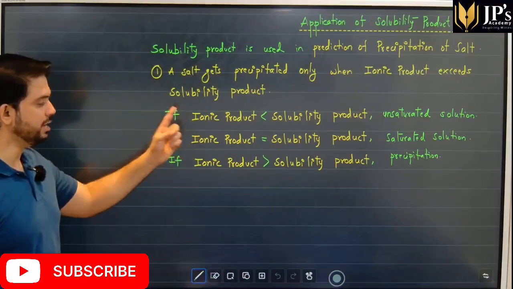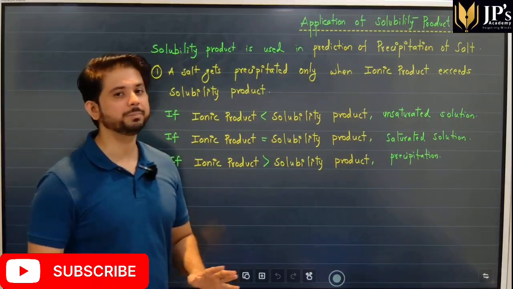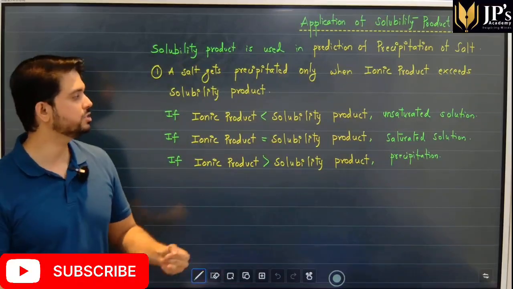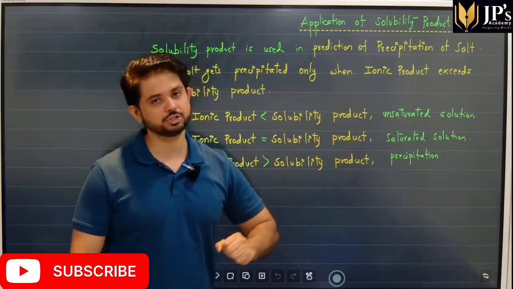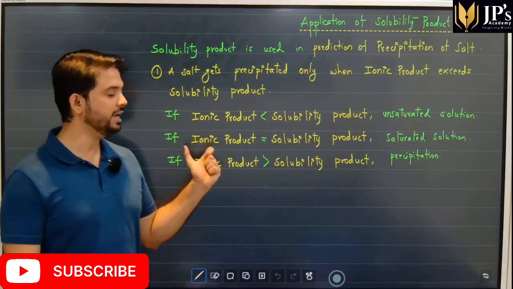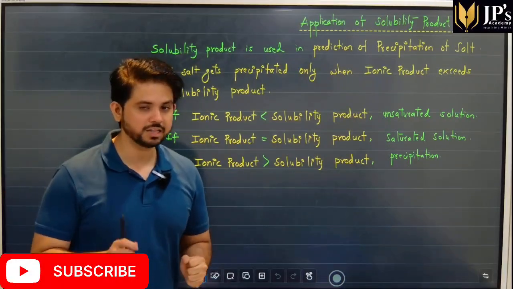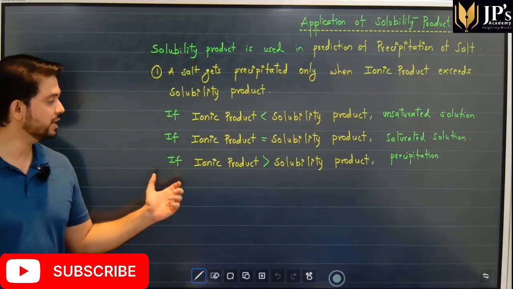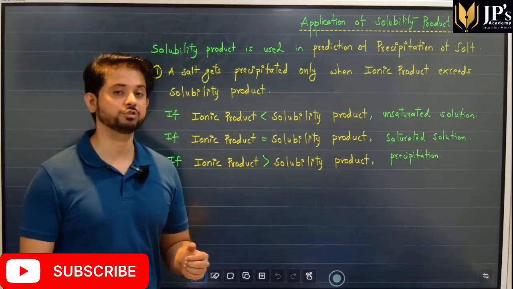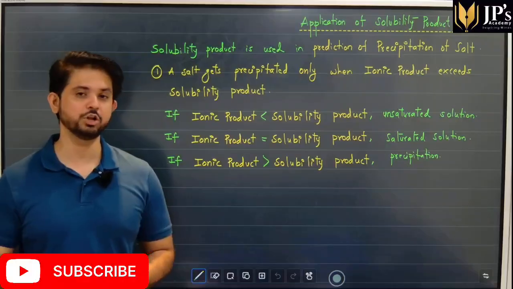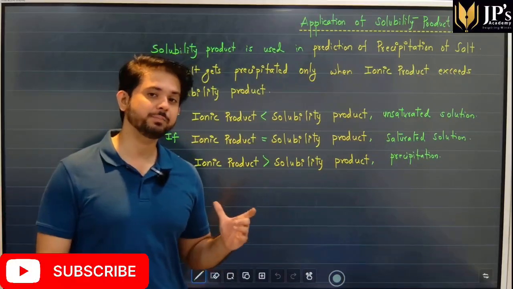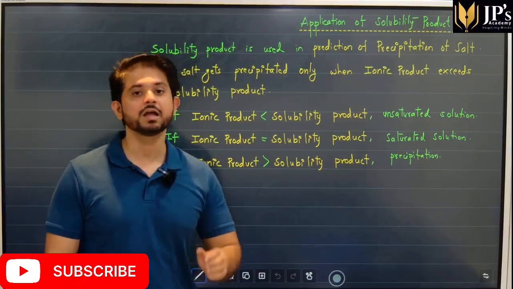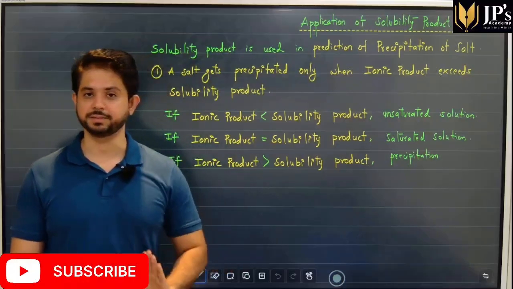If the ionic product is less than the solubility product, we know that the solution has not reached saturation, it's an unsaturated solution. If the ionic product is equal to the solubility product, then we know that it has reached saturation. And if the ionic product is greater than the solubility product, we have a supersaturated solution, and in such a case we get precipitate.